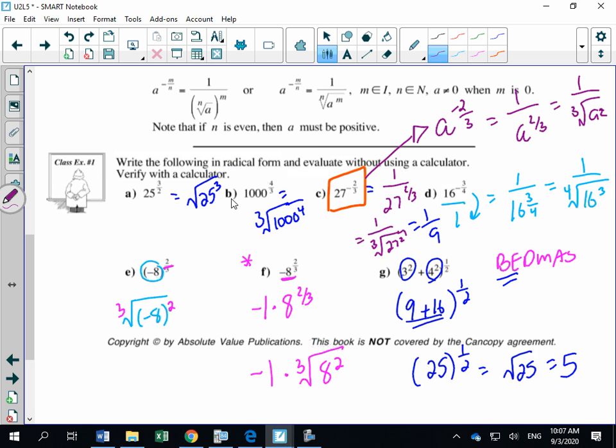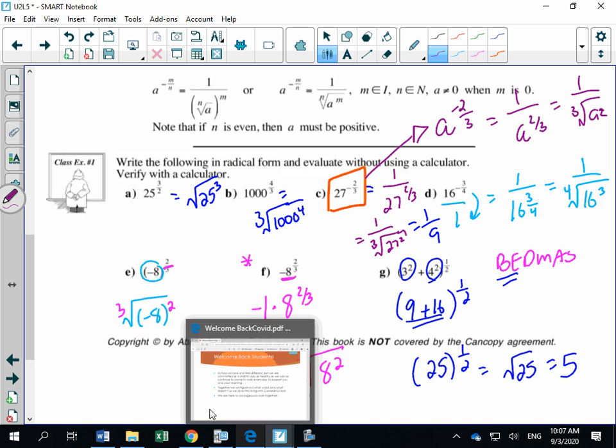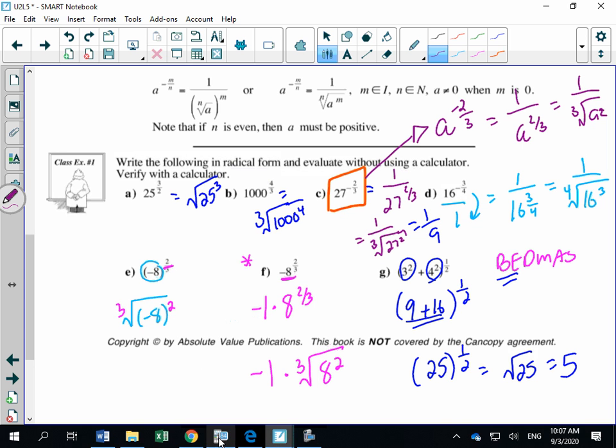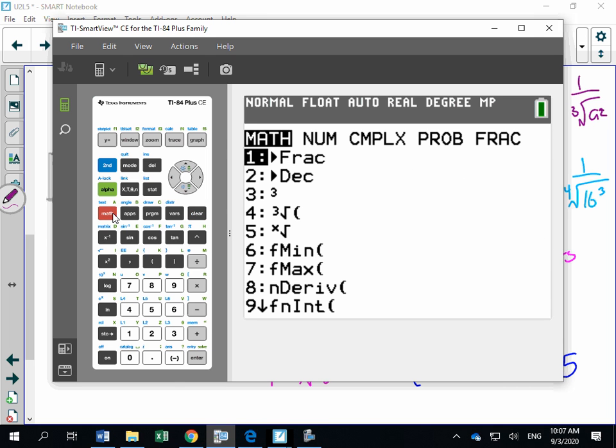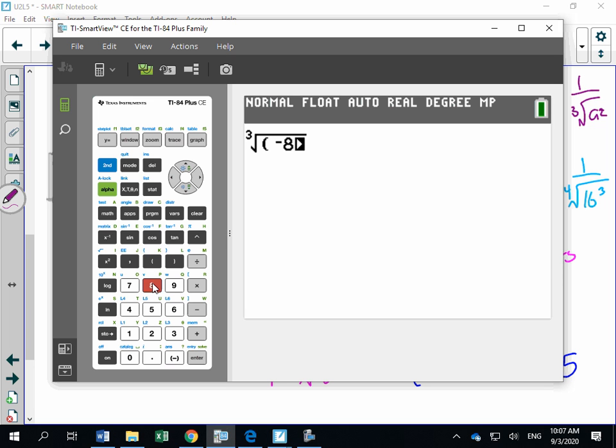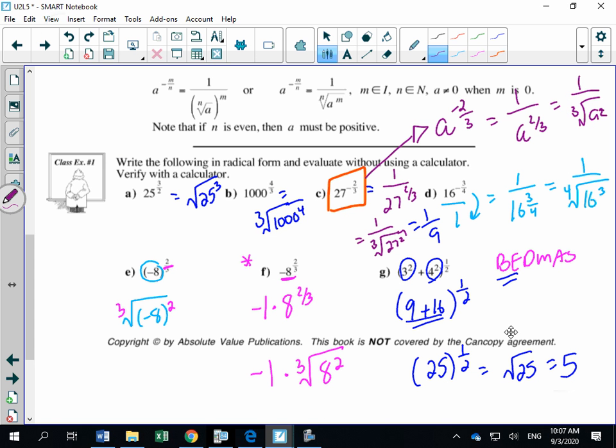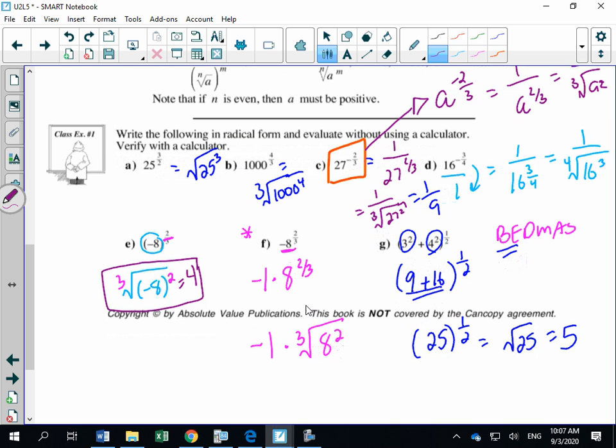Okay, let's evaluate e, and then you're going to do the rest on your calculator. So for e, the third root of negative 8 squared, how would I punch that in? So I'm going to clear this. Math button, number 4, open bracket, negative 8, close bracket, square that, and hit enter, and you get 4. So this answer is 4. Again, I want you to do on your own A, B, D, and F. Pause the video, and then you could unpause it, and I will give you your answers.